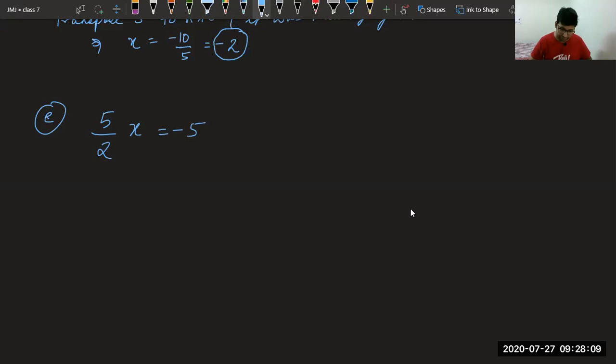How? Please see. What do you know? This whole fraction is multiplying with x. Can you observe? The whole fraction is multiplying with x. Therefore, we can say transpose 5 upon 2 to RHS.